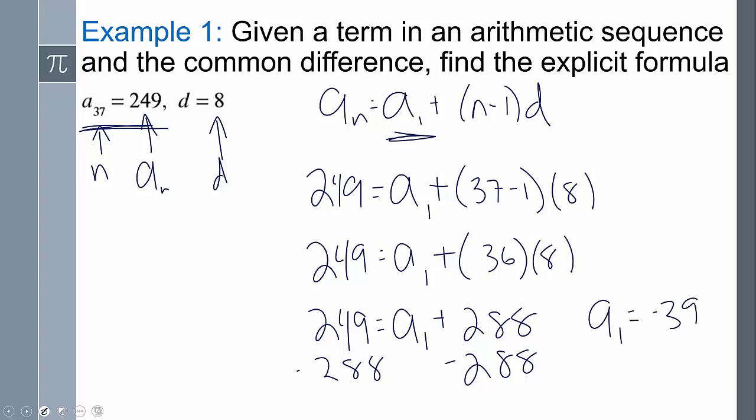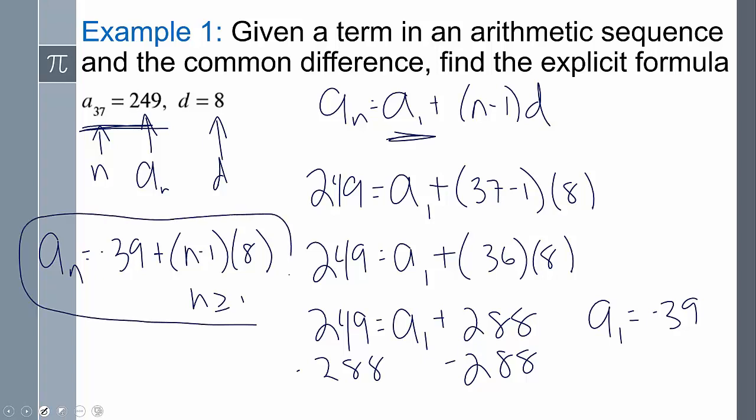So now that I have all the values, I can plug it in. a sub n equals my a sub 1 plus n minus 1 times my common difference, where n is greater than or equal to 1. So we just set up the equation, we plug the values in, we found what we needed, which was the first term, and then I was able to take everything and write out the formula.